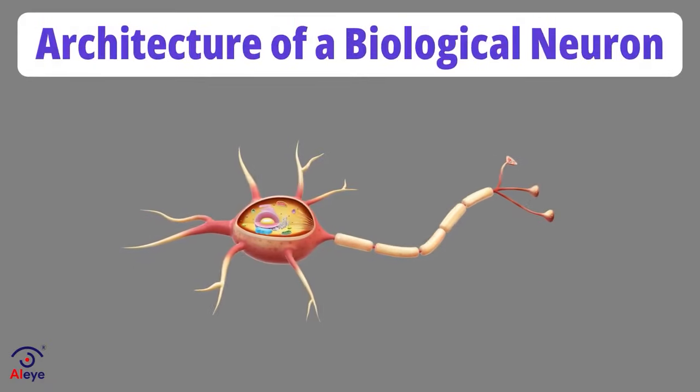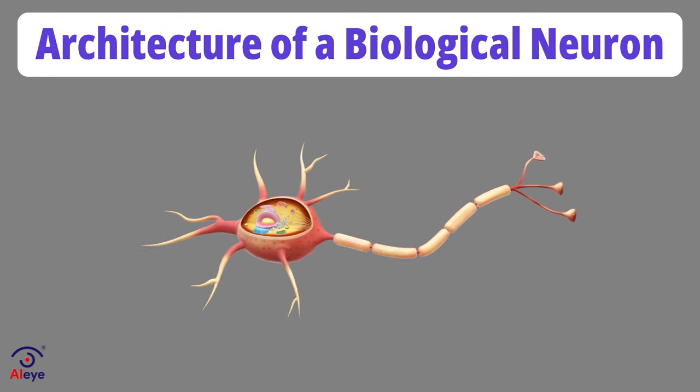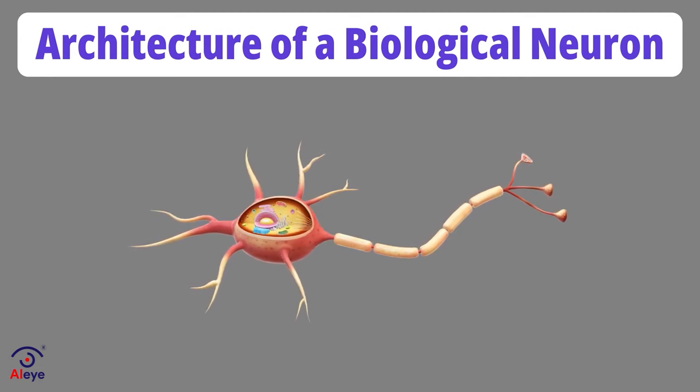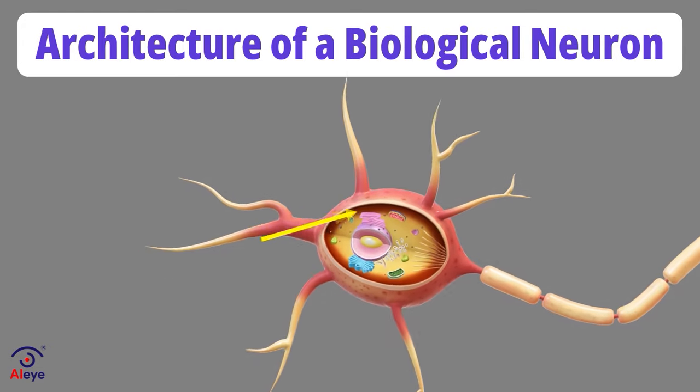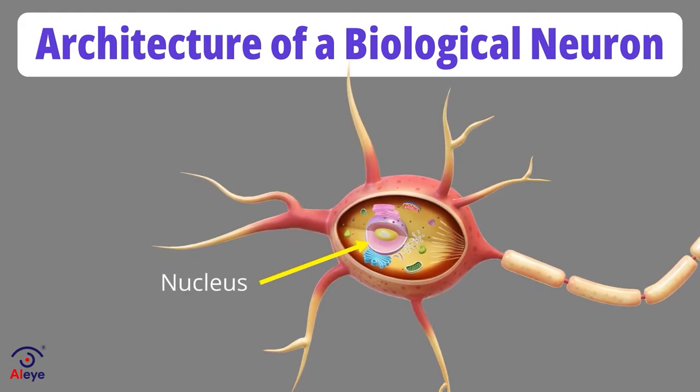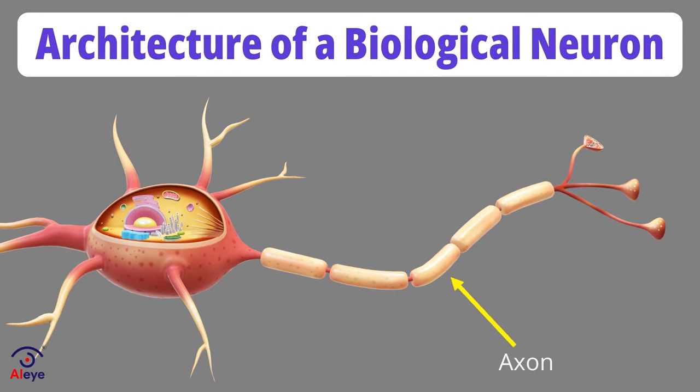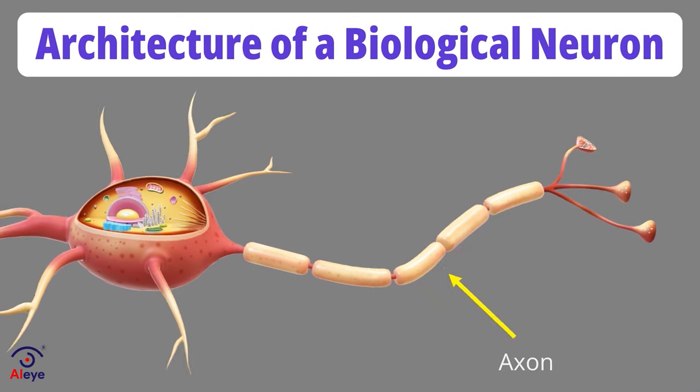Architecture of a biological neuron. Let us take a close look at the architecture of a biological neuron. Dendrites. Dendrites receive the input from the senses directly or from the other neurons. Nucleus. The nucleus is the control center of the neuron, which processes the input information and produces an output. Axon. The axon communicates the output to the other neurons.